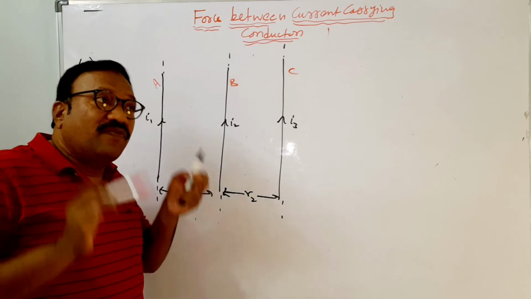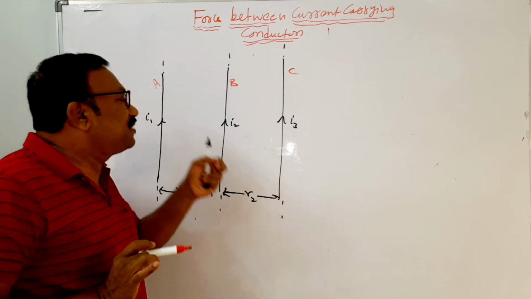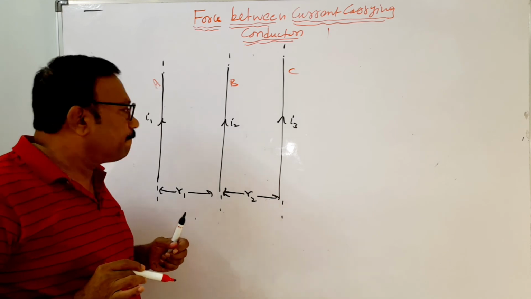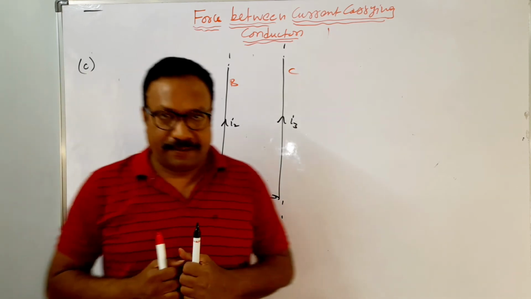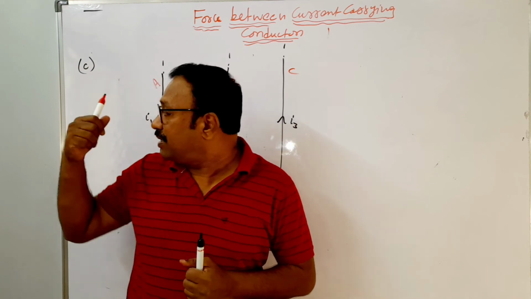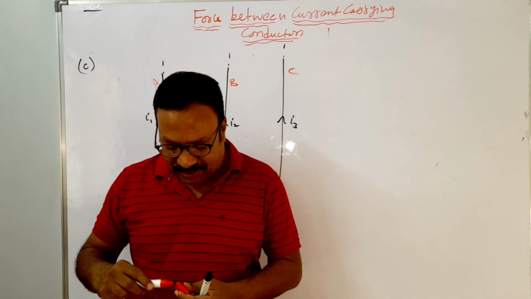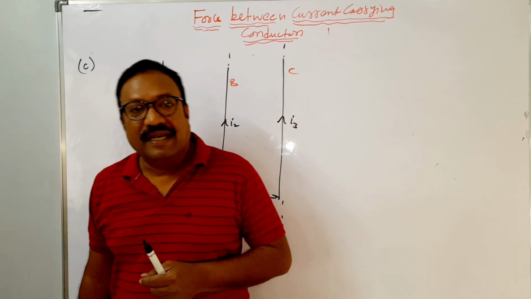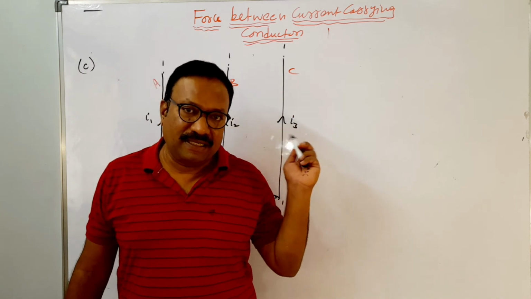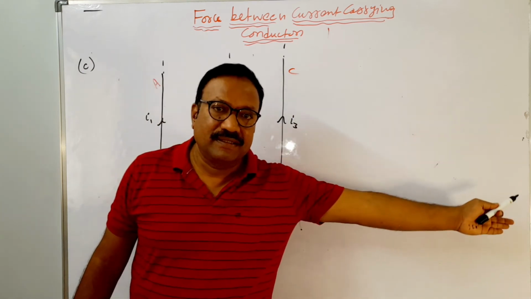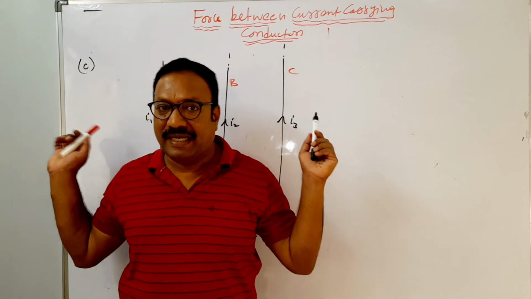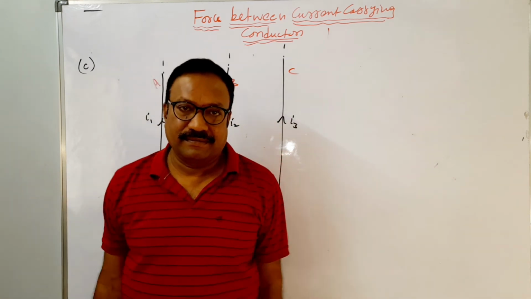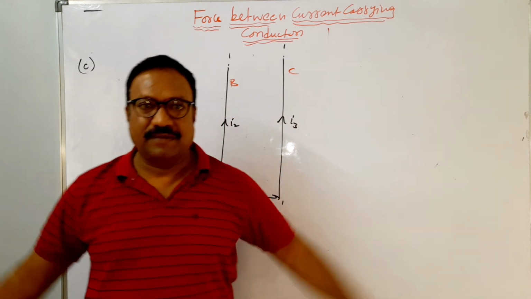Force on the middle wire means force per unit length of the middle wire, F by L. Suppose you are the middle wire. The wire on the left side will attract you, so you have to move this side. At the same time, the wire on the right side will attract you to that side. So these 2 wires having currents I1 and I3 are attracting me in opposite directions. So I am experiencing 2 forces now.